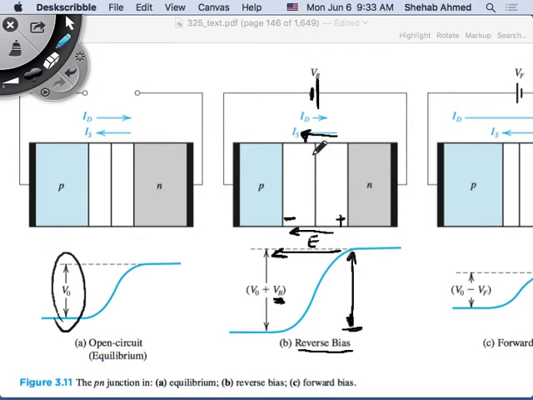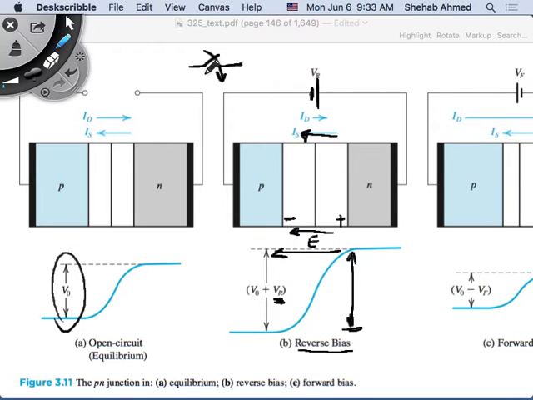Forward bias condition is a condition where you want the diode to conduct. You want the switch to close. If the switch closes, a large current will flow. If this switch has leakage, then even when the switch is open, there will be a small value of current flowing.